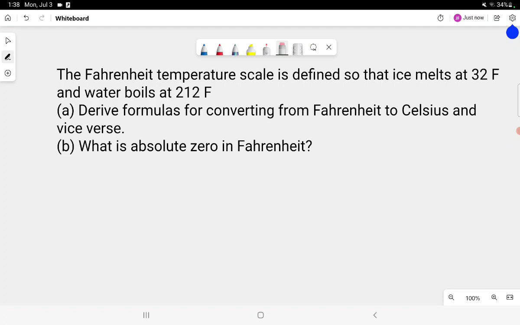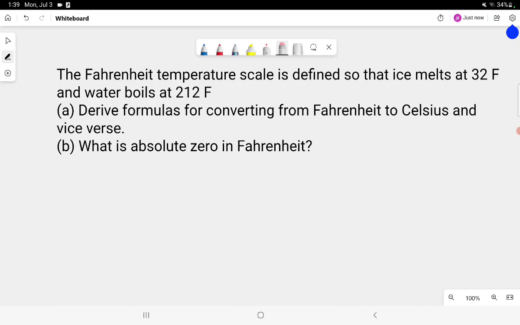So I'm going to jump right into some problem examples, because that's what I plan to do on a relatively nearly daily basis at least. And this is the first problem I want to look at. The Fahrenheit temperature scale is defined so that ice melts at 32 degrees Fahrenheit and water boils at 212 degrees Fahrenheit. So A is asking us to derive formulas that allow us to convert from Fahrenheit to Celsius and back again. And B is asking us what is absolute zero in Fahrenheit.